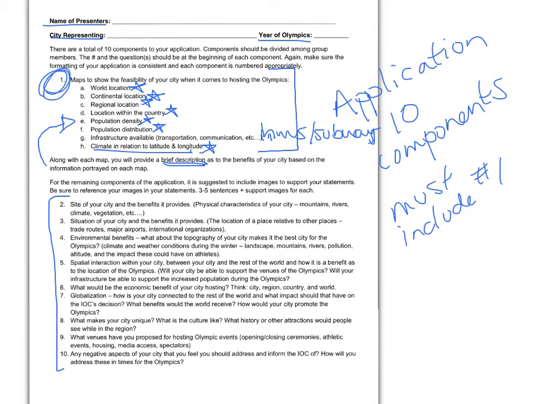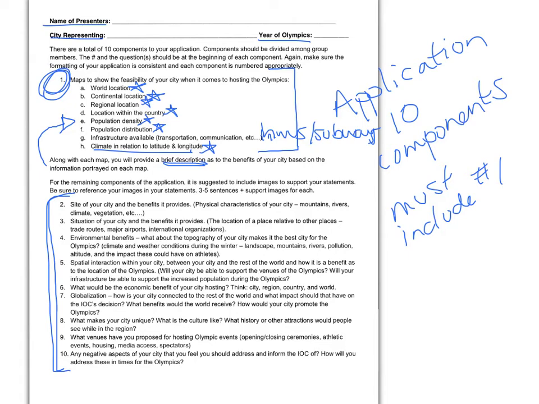For the remaining components of the application, it is suggested that you also include images to support your statements. They could be the same images or they could be different, but be sure to reference your images in your statements. So each of these, numbers 2 through 10, must be approximately 3 to 5 sentences and have supporting images for each.